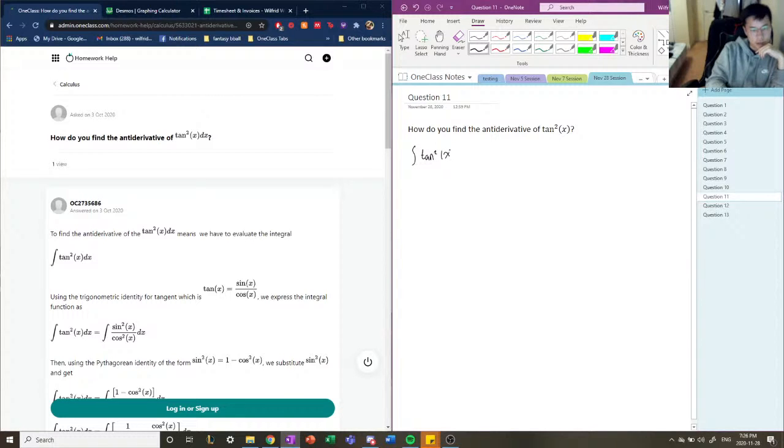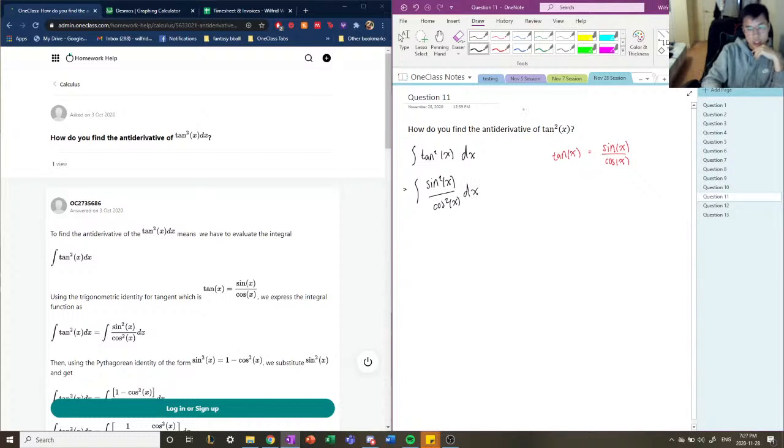And we're going to be using some trigonometric identities to help us simplify this integral and to solve it easier, okay? Alright, so first of all, we know that tan x is equal to sine over cos x. So we're going to plug that in here. Since we have a square, it's going to be sine squared x over cos squared x dx.